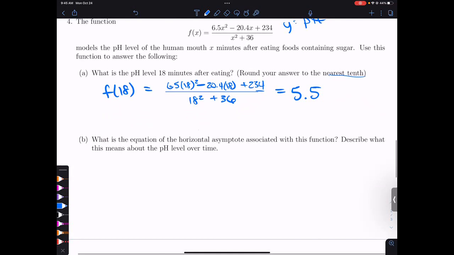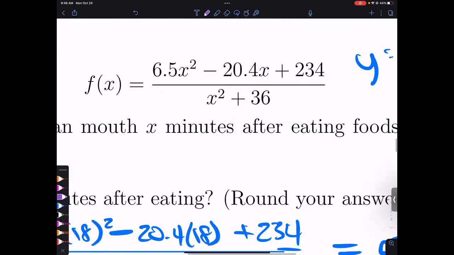What is the equation of the horizontal asymptote? So that means that 18 minutes later, the pH is 5.5, right? What is the equation of the horizontal asymptote? Okay, how do we find that? Leading terms. What are the leading terms here? 6.5 x squared and x squared.